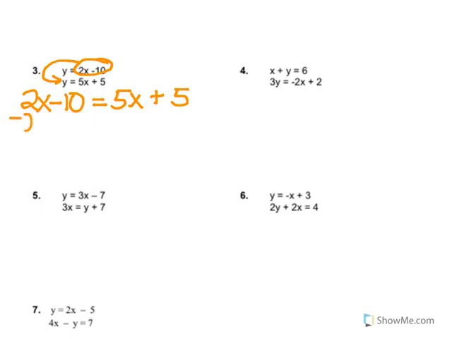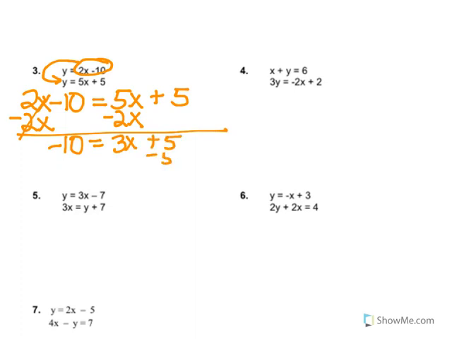solve. Okay, so we're going to subtract 2x from both sides. And I'm left with negative 10 over here is equal to 3x plus 5. Now I'm going to subtract 5 from both sides. Remember, when the signs are the same, add them up and keep the sign. Negative 15 equals 3x. Divide by 3, and x equals negative 5.